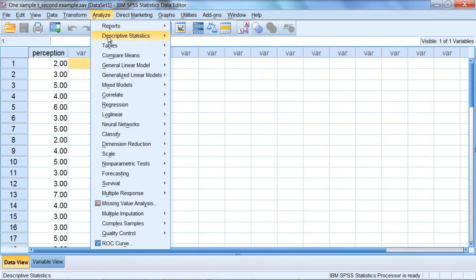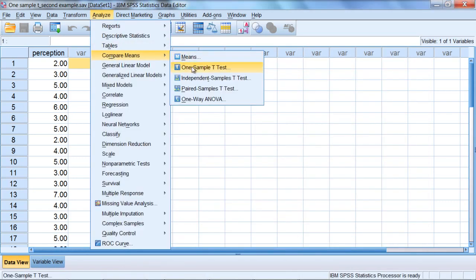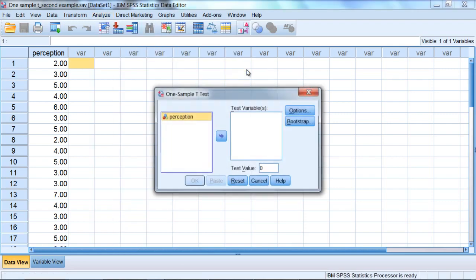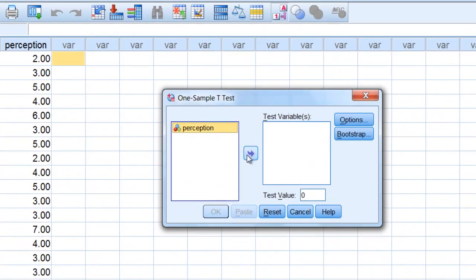Here we'll go to Analyze, Compare Means, and One-Sample T-Test. Then we move our variable perception over to the test variables box. Remember, in this test value box, we need to put in whatever our population mean is. In this example, it's a 4, which indicates neither favorable nor unfavorable, so a neutral response.